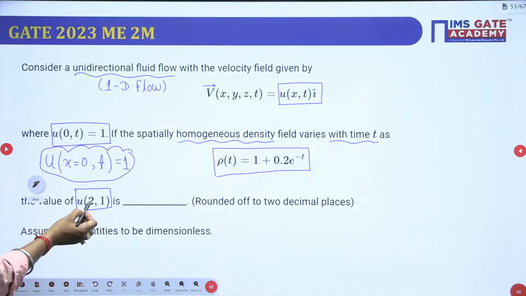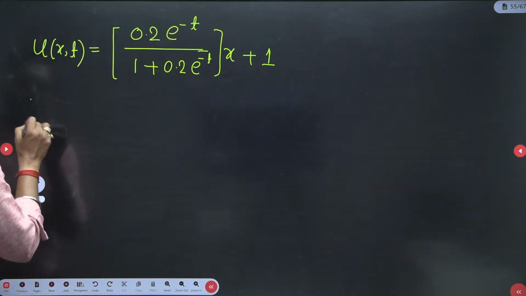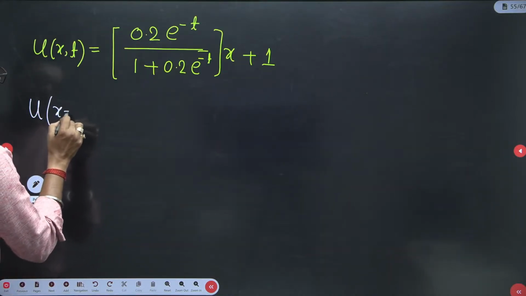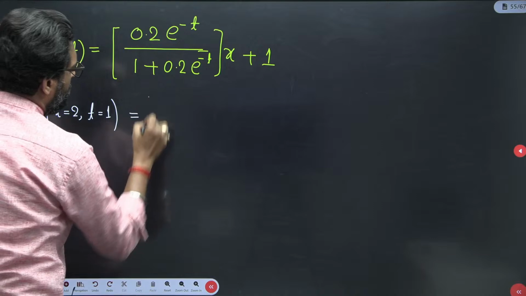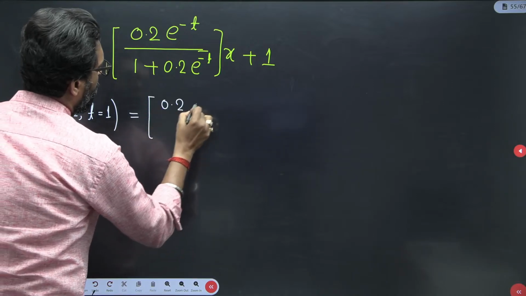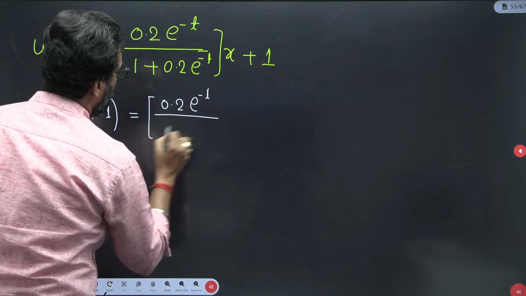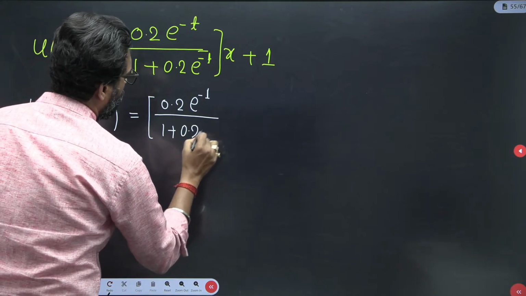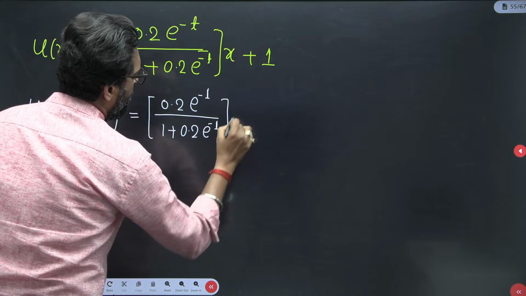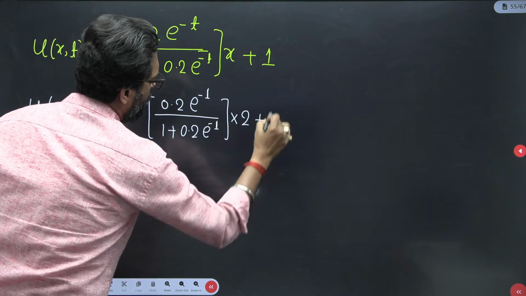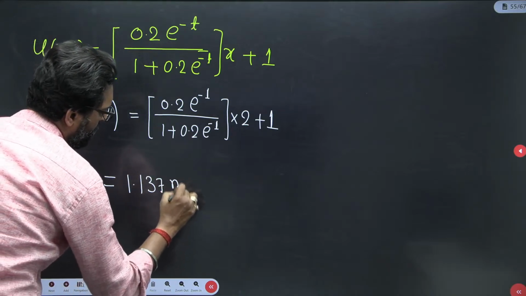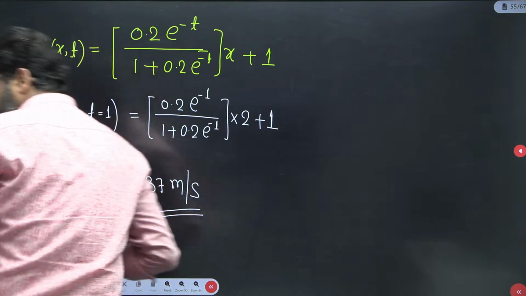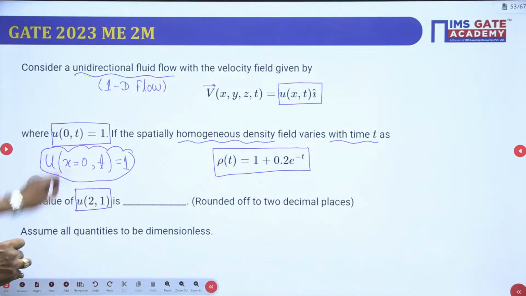Now we have to find what is the question it is given. You have to find at x is equal to 2, t is equal to 1. Put the value here: 0.2 e to the power minus 1 divided by 1 plus 0.2 e to the power minus 1, x is 2 plus 1. If we solve this one, this is your 1.137 meter per second.